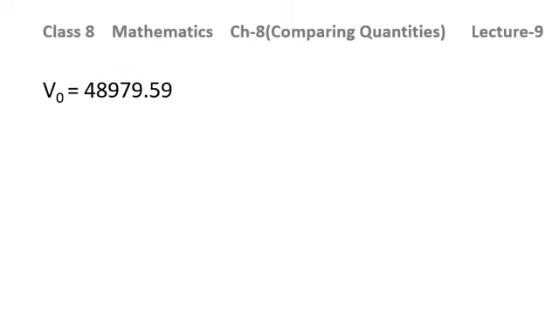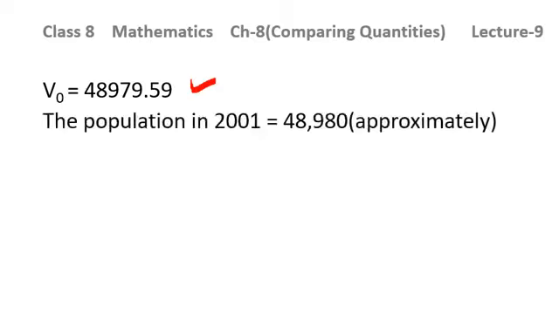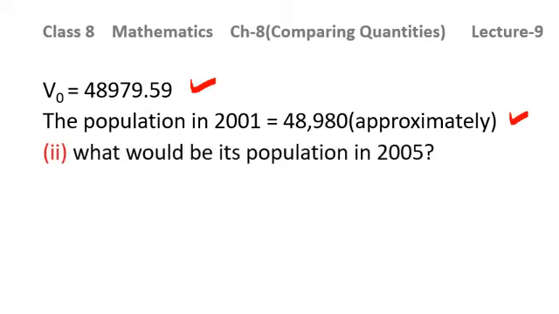So after solving, you will be getting the value of V naught as 48,979.59. So the value in 2001, or the value of the population in 2001, will be 48,980 approximately. Coming to second part, here what would be its population in 2005?